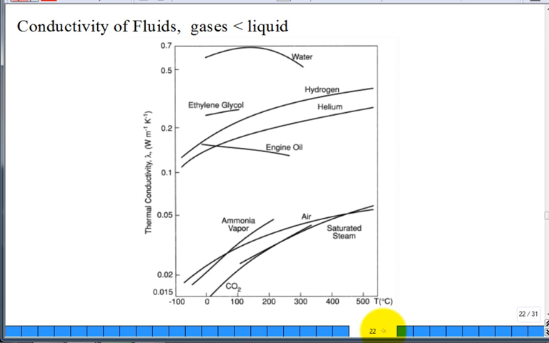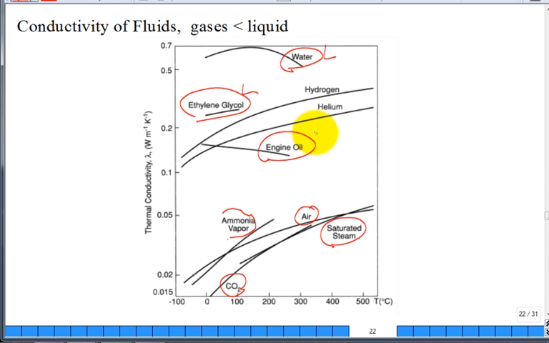Now let's compare the fluids. Here's air. What type of fluid is air? Gas. How about ammonia vapor? Gas. Steam, gas. CO2, gas. What is this? Liquid water. This is ethylene glycol. Do you own any? Is it in your radiator? Probably. So ethylene glycol. So that's liquids. Engine oil, liquids. So these are liquid, liquid, liquid. But here you have, so what's the trend? Liquids have higher thermal conductivity than gases by a significant amount.